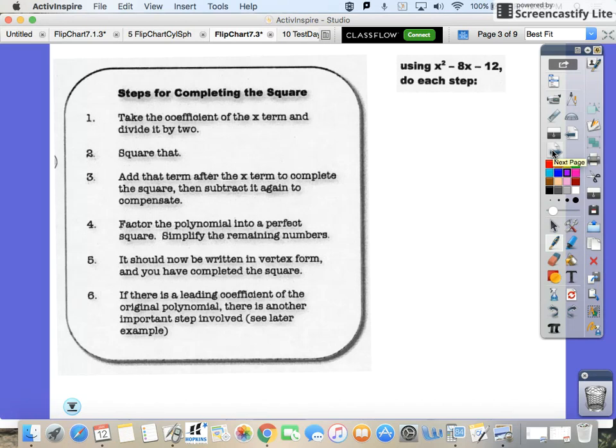All right, so let's look at a couple examples. This first one takes us through step by step. It looks like a lot, but it's not as awful as it looks. So the first step is to take the coefficient of the x term, which is -8, and divide it by 2. You will always divide by 2. No matter the number, you always divide by 2. The second step is to square that. So step 2 is to take -4 squared, which is 16.